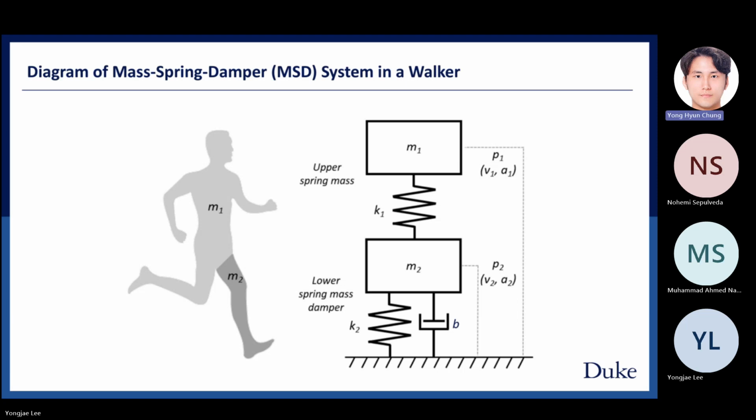Here, you can see how the mass spring damper system works in a standard walker. This illustration helps us understand how these principles can be adapted for other mobility devices like crutches.